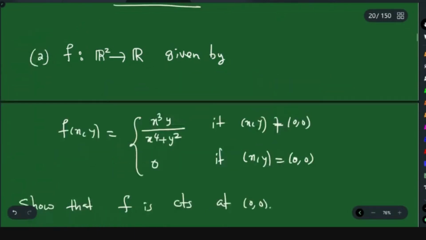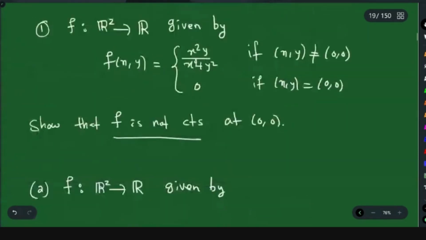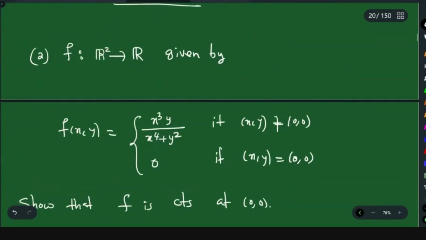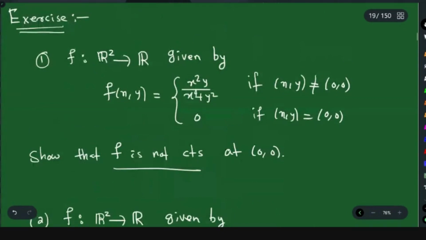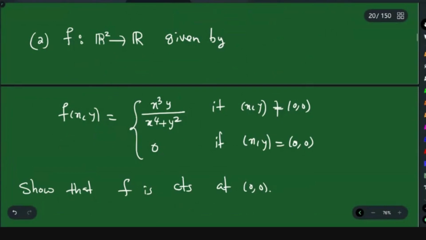Similarly, I'm asking you one more question. You can show that this function is continuous at (0, 0). Here the numerator is x cubed y divided by x raised to 4 plus y squared. For the previous one, it is x squared y. So the first one is not continuous at (0, 0), but the second one is continuous at (0, 0). You can show that. The only difference is x cubed versus x squared. So these are two exercises. You just try this.